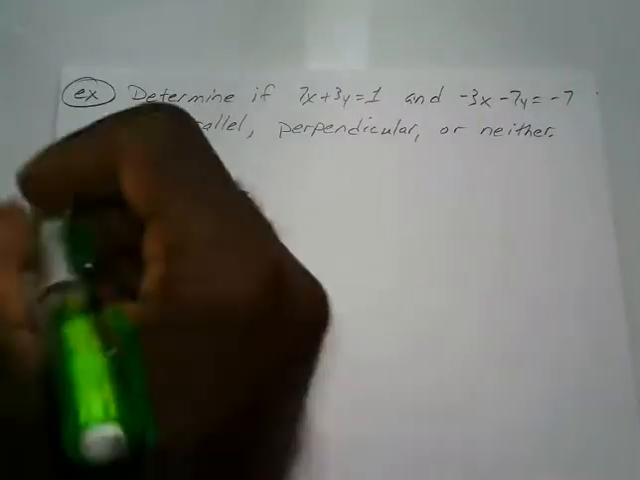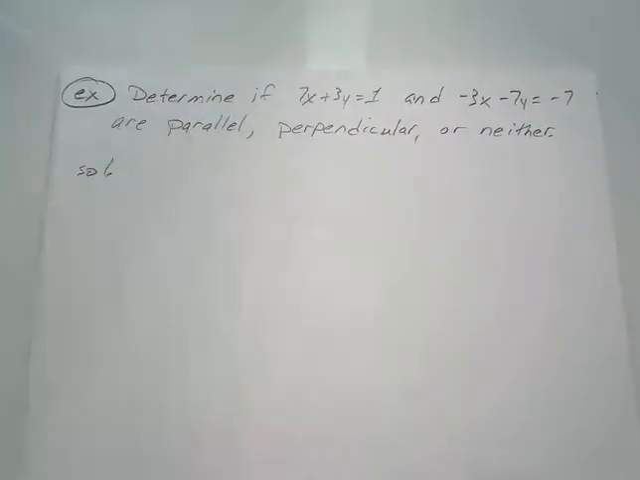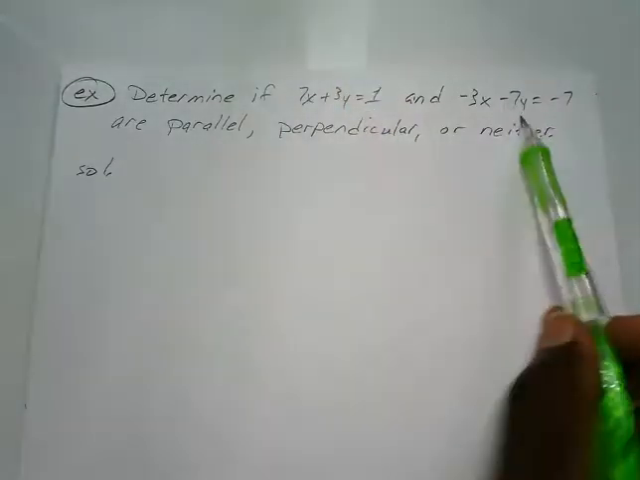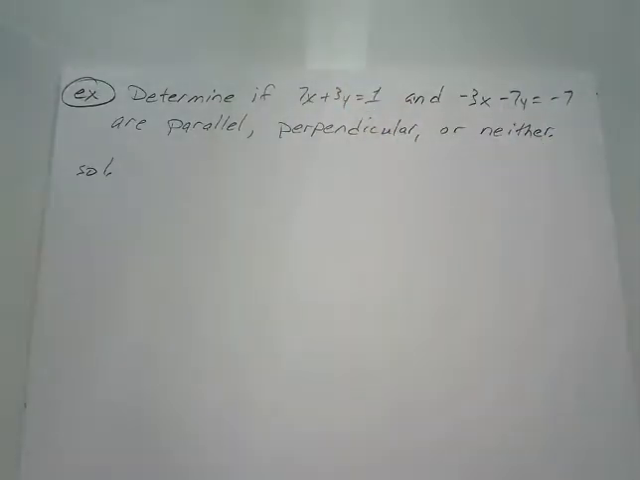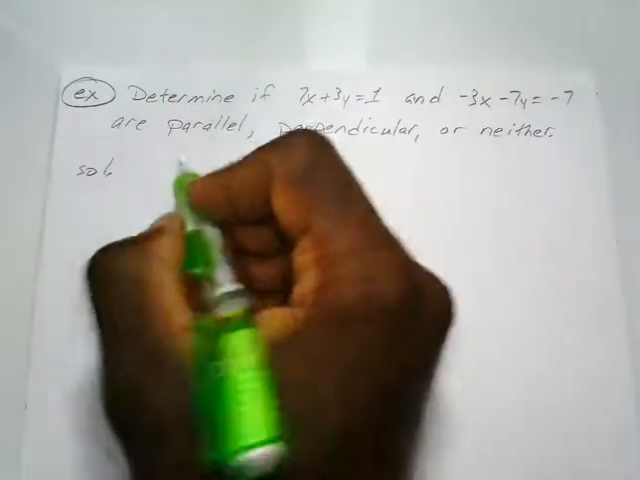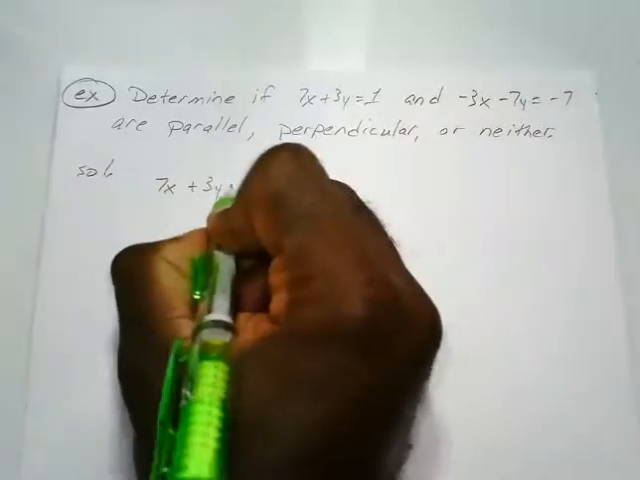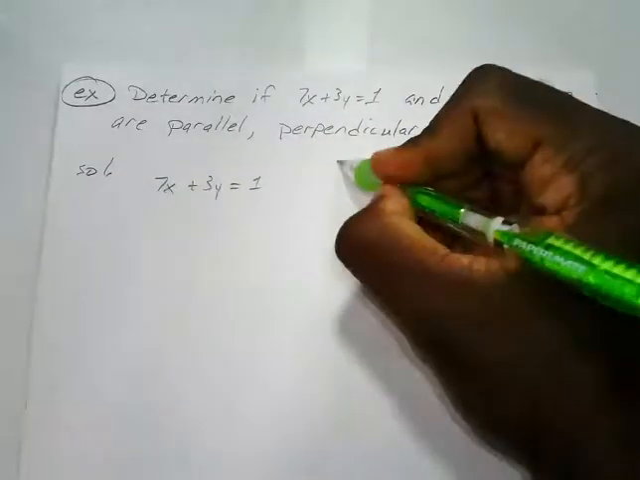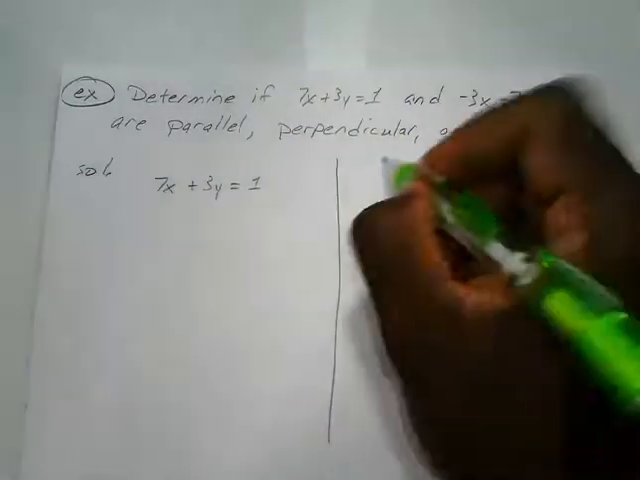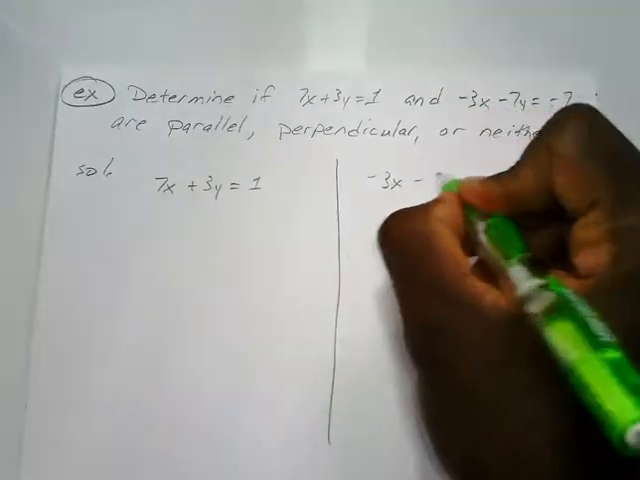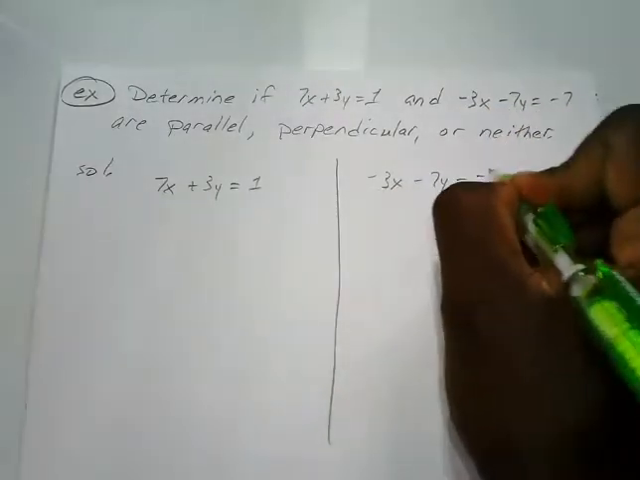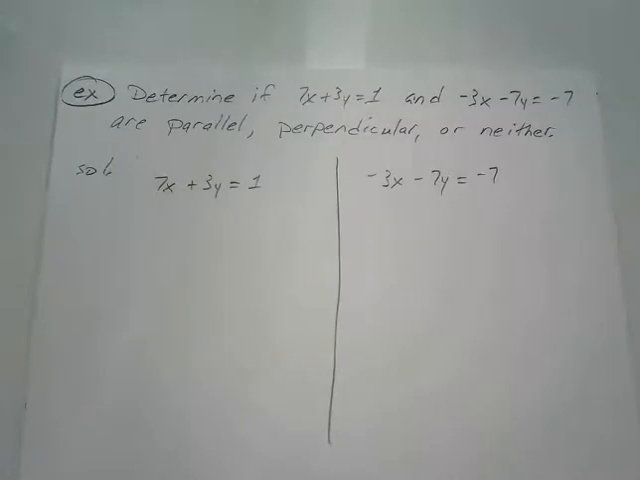No matter what, we're going to have to put both of those in y equals mx plus b form. So basically solve for y. We have 7x plus 3y equals 1 on this side, and negative 3x minus 7y equals negative 7 on this side. So we're going to solve for y.